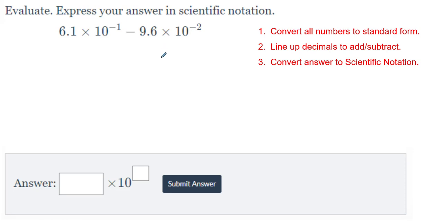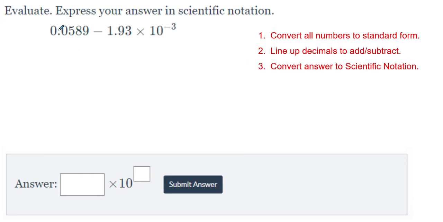Evaluate. Express your answer in scientific notation. Okay, so let's start off. We have a number in standard form, and we're going to subtract a number in scientific. So number one, we want to convert all the numbers to standard form. The nice thing is this is already done for us.